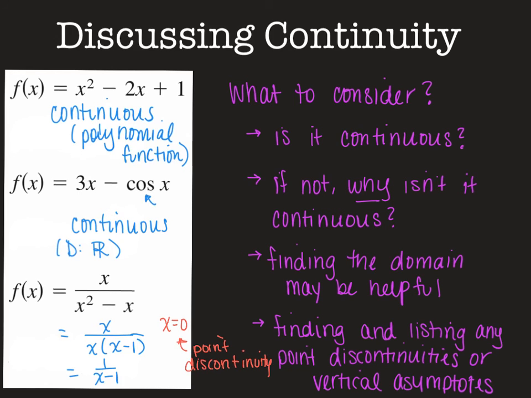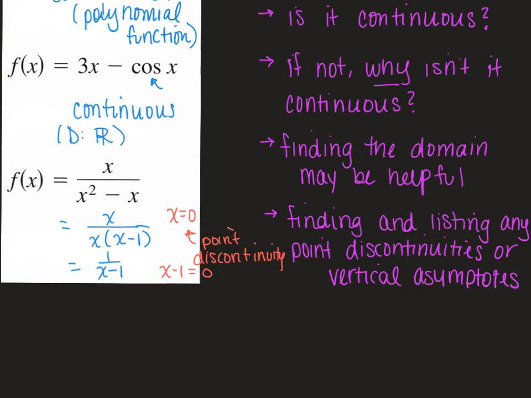It's such a long word. Okay, there we go. So we have a point discontinuity because that is the factor that canceled out. And then we also have to deal with what's going on down here, right? So we also have x minus 1 as our denominator. We're going to set that equal to 0. And what that's going to help us find is if we have a vertical asymptote.